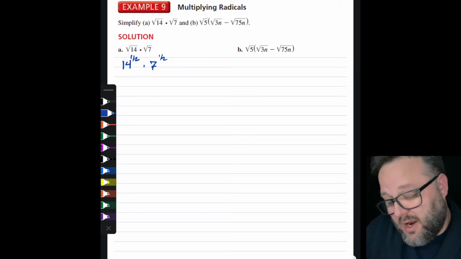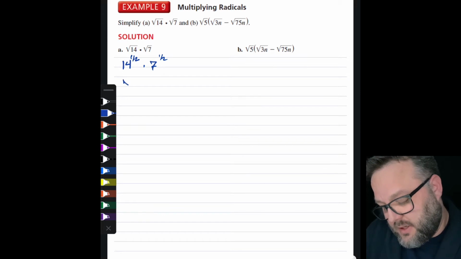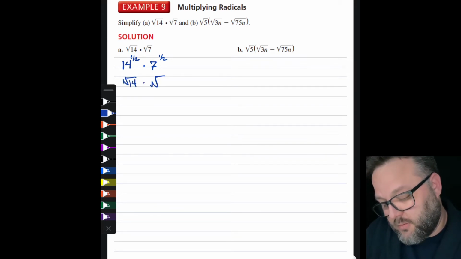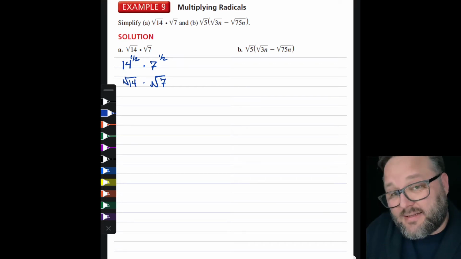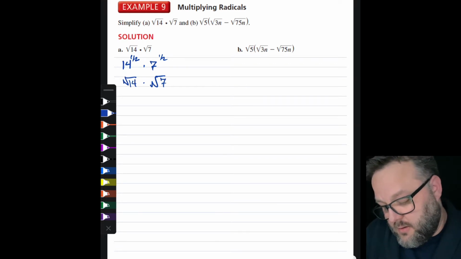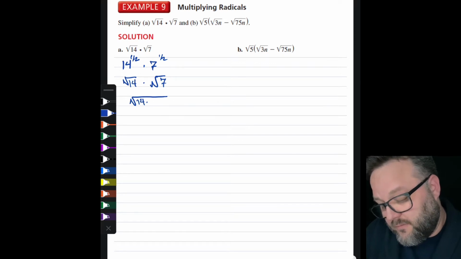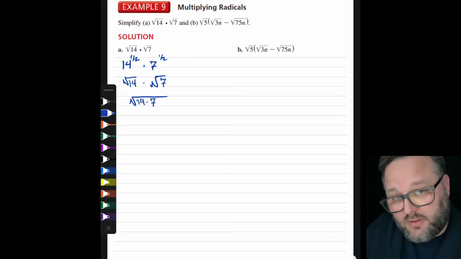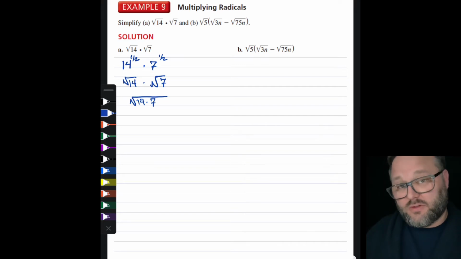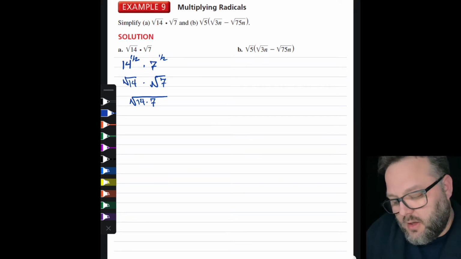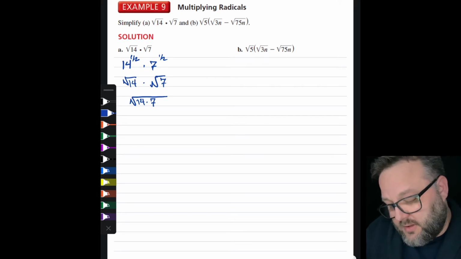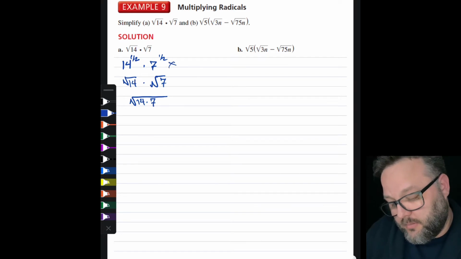So what I can realize is radical 14 times radical 7, that's a real weird radical, but there you go, is the same thing as the square root of 14 times 7, like the quantity 14 times 7 square rooted, okay? So this doesn't really work, but this does.